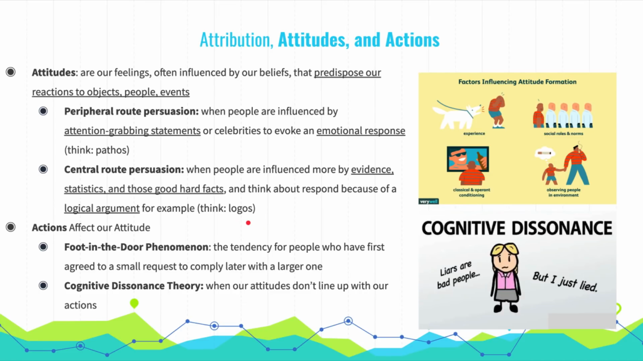The foot in the door phenomenon is the tendency for people who have first agreed to a small request by someone to comply later with a larger one that may actually contradict their normal attitude on the subject. And one key idea to understand is that the situation we're in can be super influential in how our attitudes change. Sometimes our attitude doesn't even line up with our actions. We may feel one way, but for some reason act in a completely different way. This disconnect is called cognitive dissonance theory, and our mind can deal with this disconnect by changing our attitudes entirely just to fit our new actions.